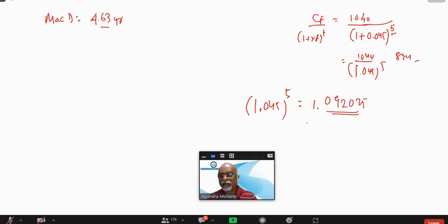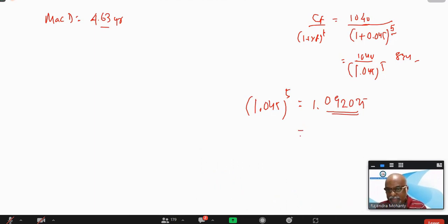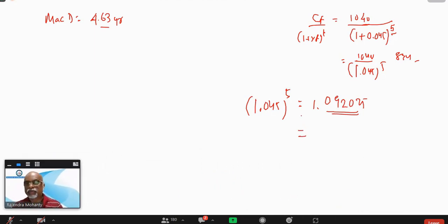1.09. Yes, sir. Now press equal to. This is the second, this is the square. So press equal to, you'll get a number. Press equal to, you'll get a number. Press equal to, finally you get how much? Sir, 1.302. No. It will be 1.24618. Yes, sir.